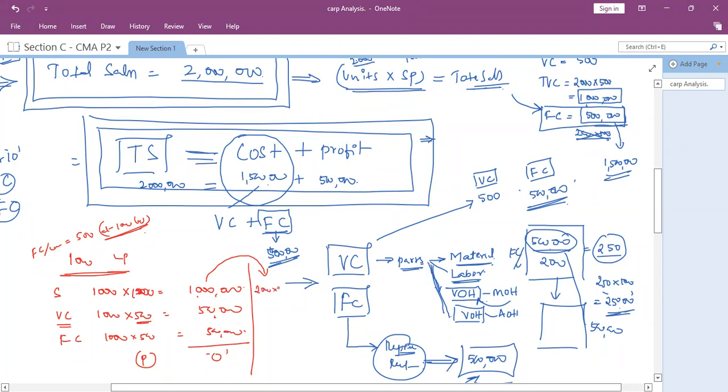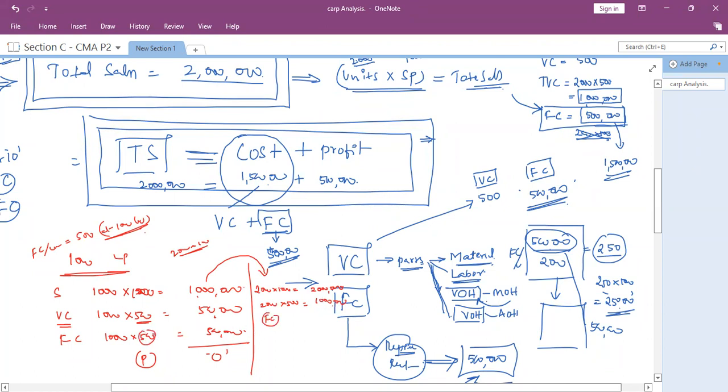2000 into what? 1 million. What is your total sales? 2 million. 2000 into 1000, 2 million. What is your variable cost? 1 million. Same. Now tell me what is your fixed cost?